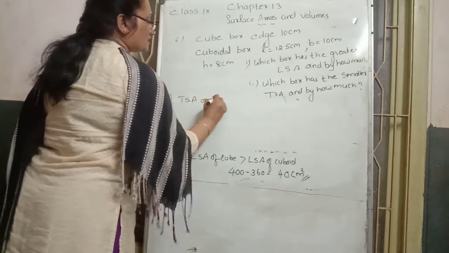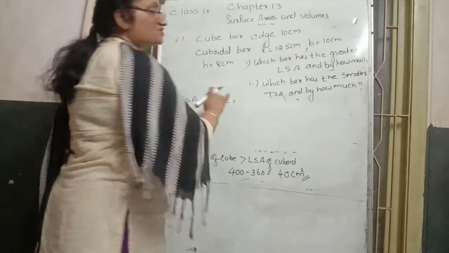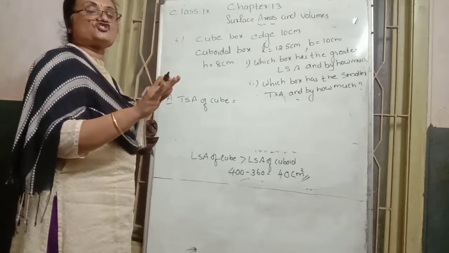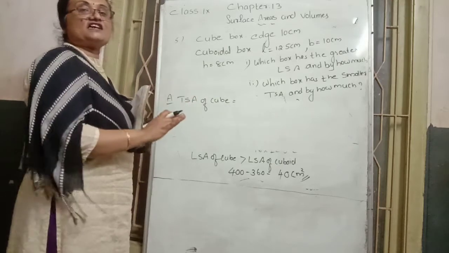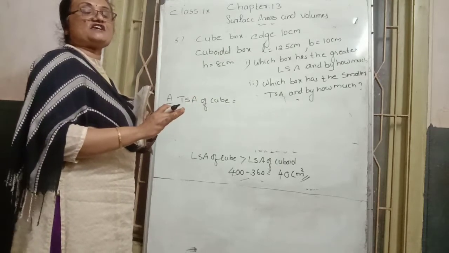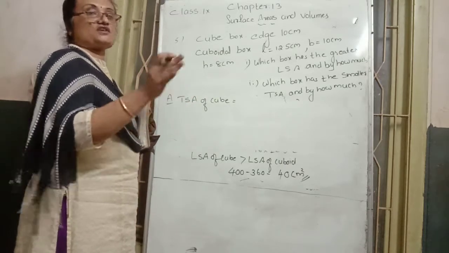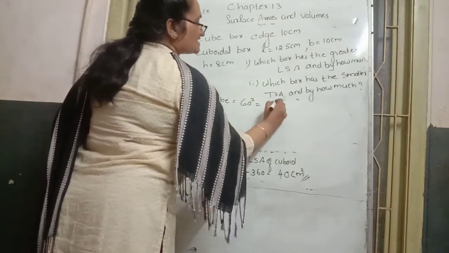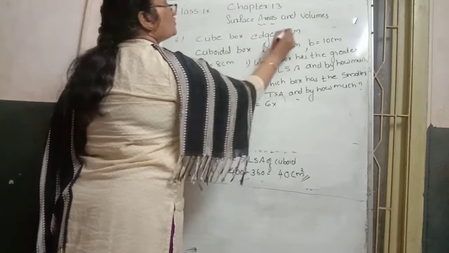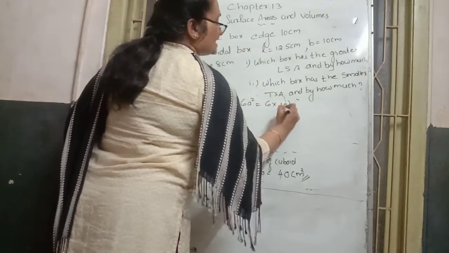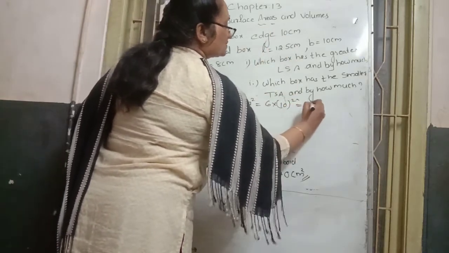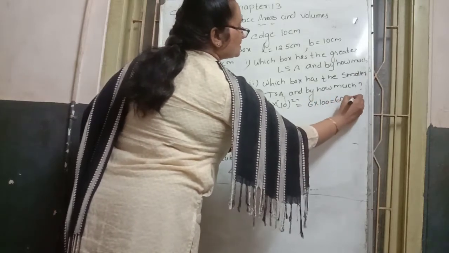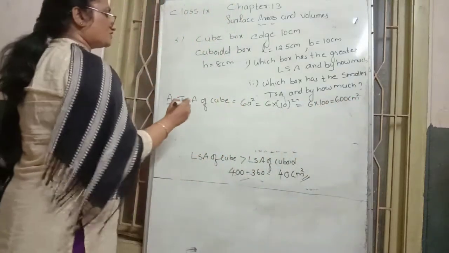First we find the formula. TSA means total surface area. A cube has how many faces? Six faces, and all six faces are squares, that's why it is a square plus a square and so on. Last class we learned that 6a square is the formula, where a represents the side of the cube. The side of the cube is 10, so a square means 10 square, which is 100. So 6 into 100 becomes 600 centimeter square, the TSA of the cube.